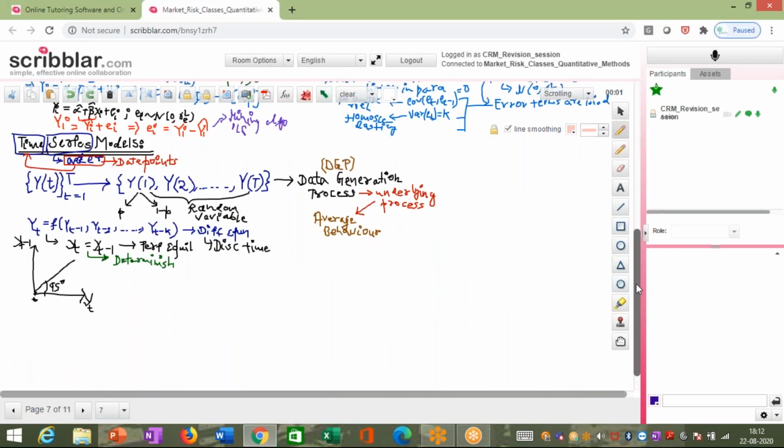Okay. So good evening, Padmini, and welcome back to a fresh new session on market risk modeling. And we were talking about the time series model development framework.